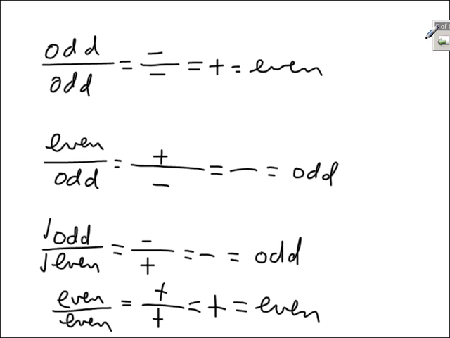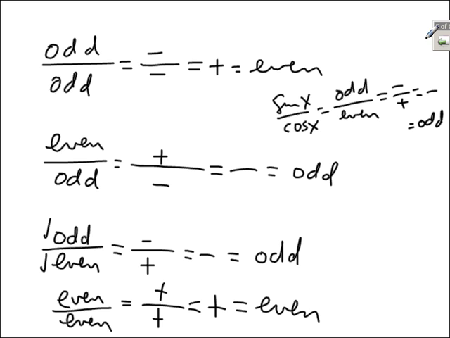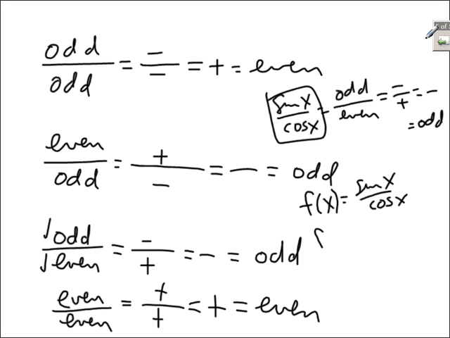Memorize this table. For example, if you have sine x over cosine x, we talked about how sine x was odd, and cosine x is even. Negative over positive is negative, so it's an odd function. That is, if I told you that f of x is equal to sine x over cosine x, then f of negative x will be negative sine x over cosine x. It'll be negative f of x.